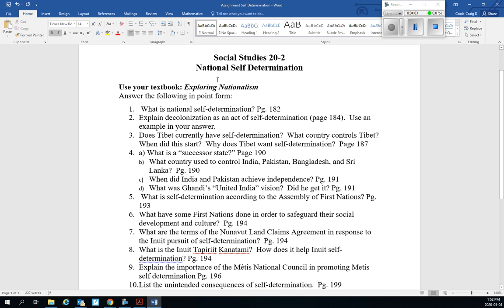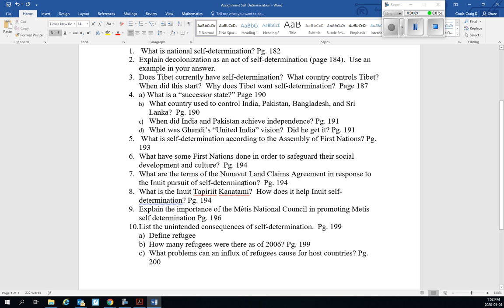You're using your textbook to do this, and like I said, there's a digital copy on D2L. If you're unsure of what to do, please email me and I will give you a hand. Good luck with that.